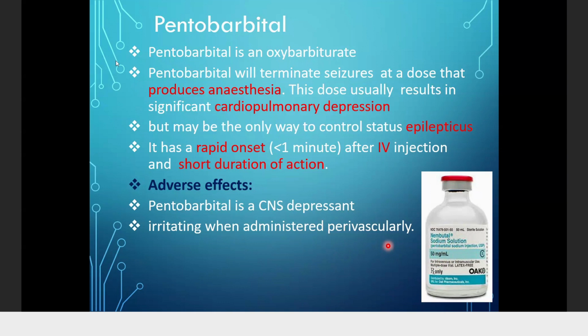If it goes out of the vein, it can cause necrosis to the surrounding tissues, sloughing of skin and so on. So you must be very careful. This drug has to be given intravenously into the vein straight away. You must make sure that your needle is in the vein.